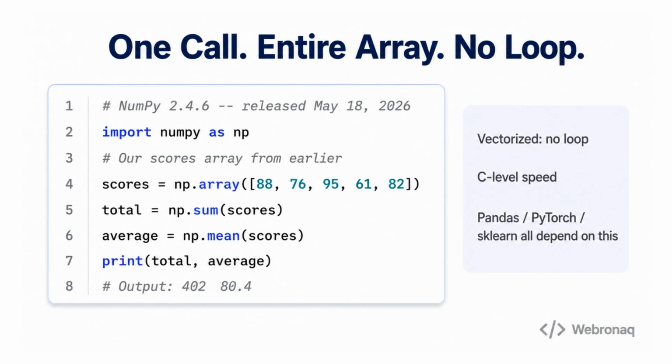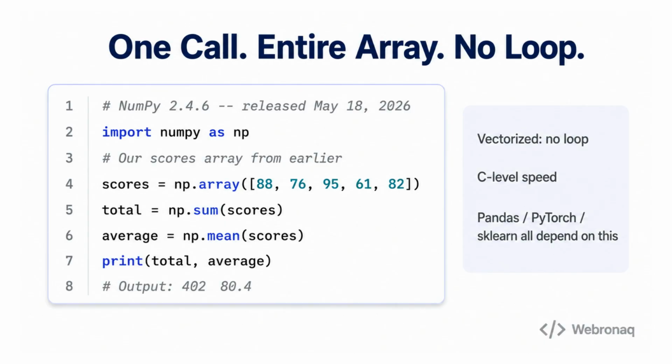Let me show you this in action. NumPy 2.4.6, the latest release as of May 2026, is how this plays out in real production pipelines. Take our scores array from earlier. We wrap it in a NumPy array, and then a single call to np.sum collapses the entire array to one value, 402. A single call to np.mean gives us 80.4. No for loop, no manual accumulation.